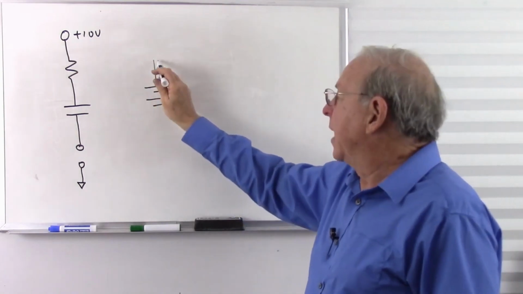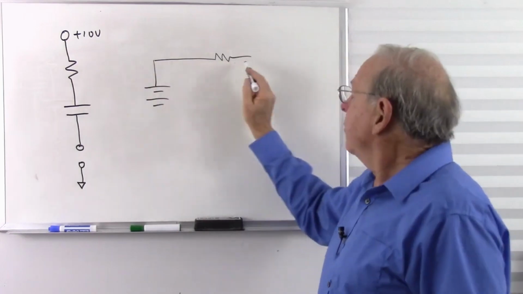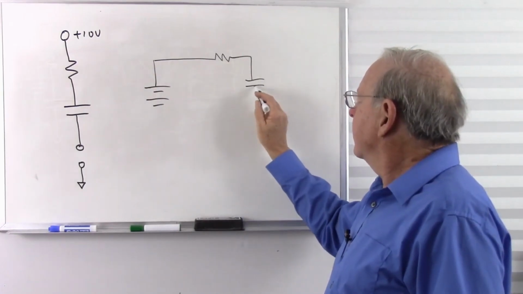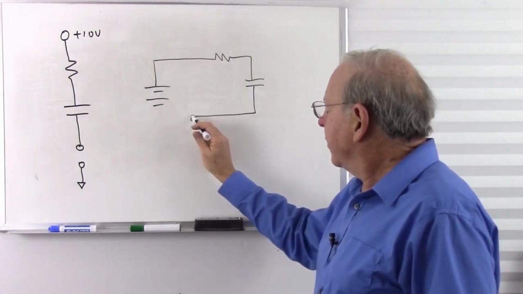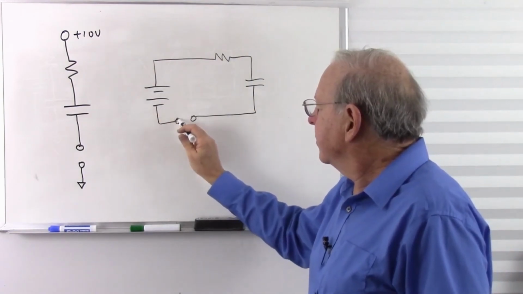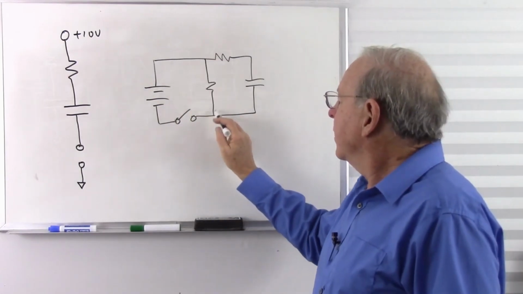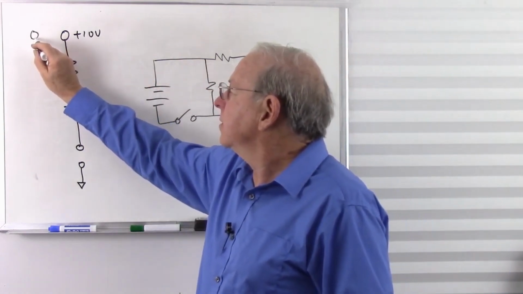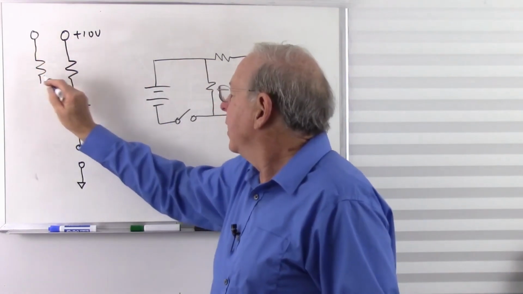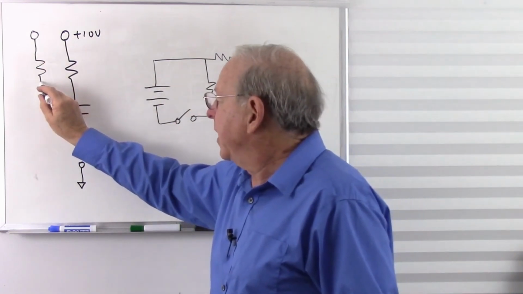There's that resistor. There's that capacitor. And there's our switch. I just need to put the other resistor in right here. So the other resistor goes from the battery. There it is. And which side of the capacitor does it go to? It goes to the opposite side of the capacitor. So there's the same exact circuit.